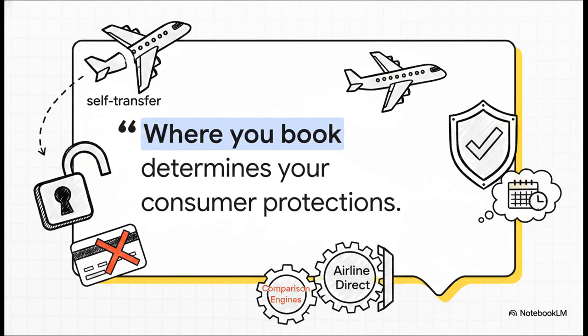But I do have to give you a quick warning here. Where you book completely dictates your consumer protections. Remember, comparison engines just find the price. If you book a cheap self-transfer ticket through a random OTA, patching together 2 separate airlines, and your first flight is delayed, you have 0 automatic protection for that second flight. For complex, high-stakes trips, booking direct with the airline is almost always the safer bet.